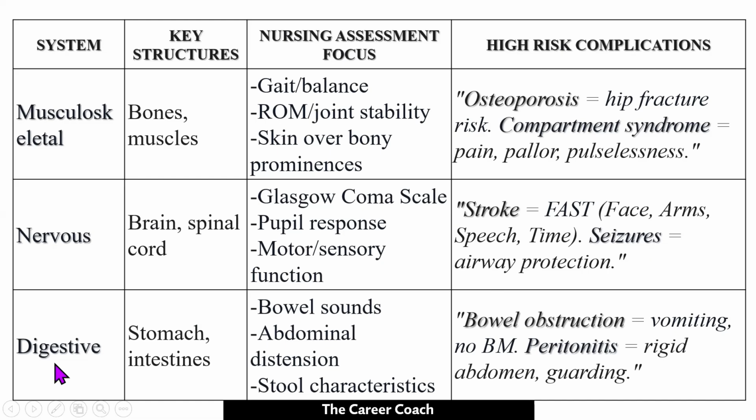The next system is the digestive system. The key structures in the digestive system involve the stomach and the intestine. Nursing assessment for the digestive system includes assessment of bowel sounds, abdominal distension, and stool characteristics. Take note of these high-risk complications. Bowel obstruction is evidenced by vomiting and no bowel movement. Also, there could be peritonitis, which is evidenced by a rigid abdomen and guarding.